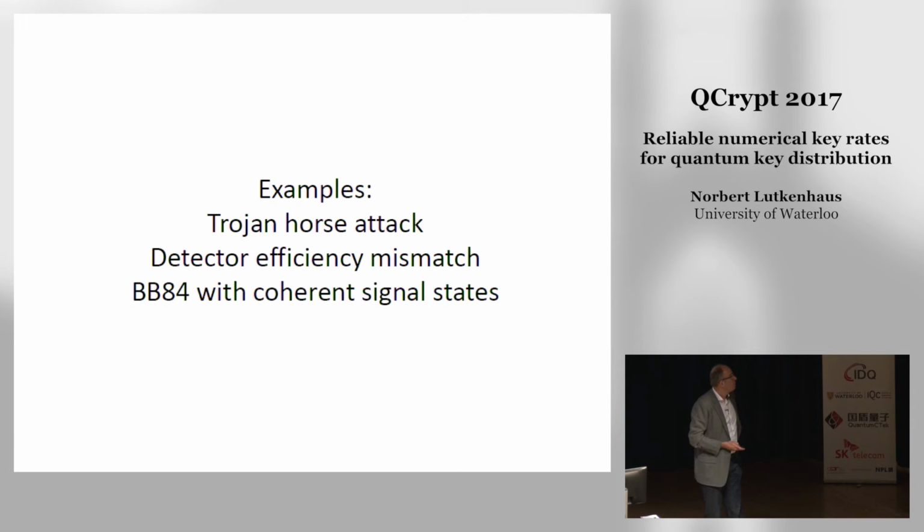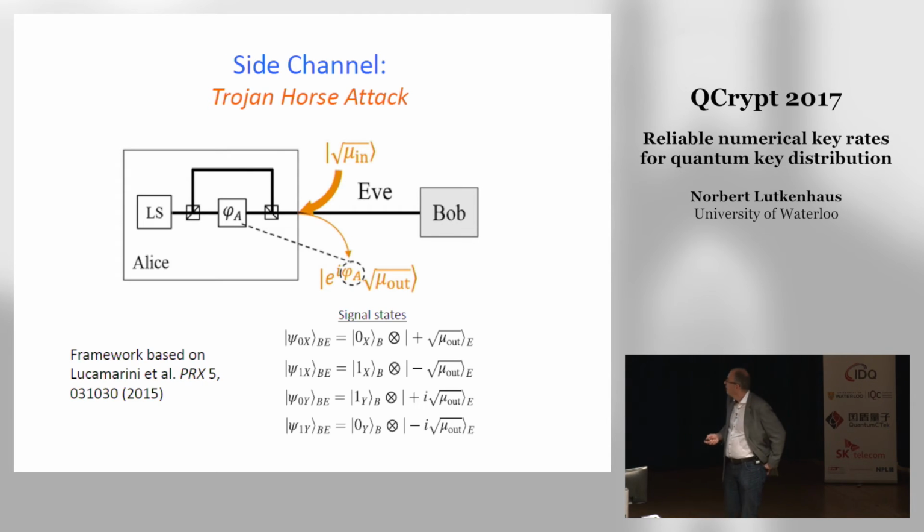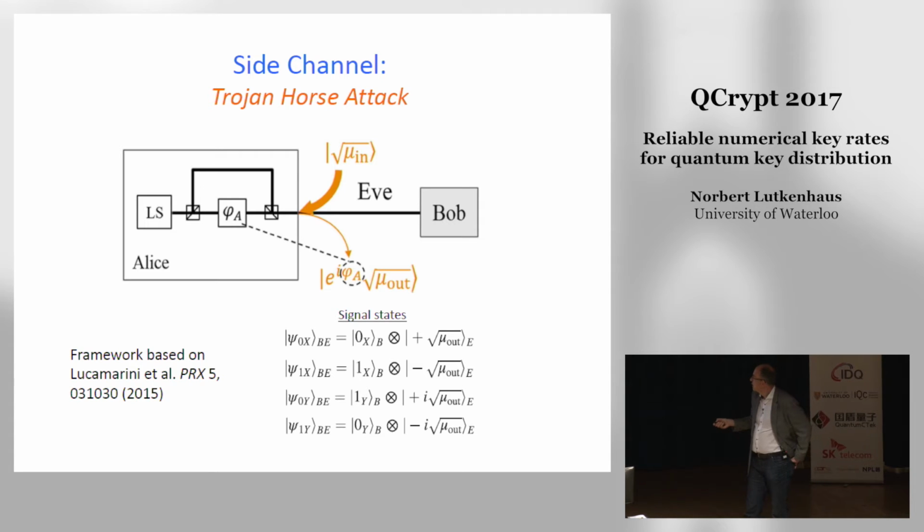So let's talk about some of the results so you can see what it is that we're doing. The first thing is the Trojan horse attack. That means Eve shines some light into Alice's device, and out comes some reflection, which is of course much smaller in amplitude than the incoming light, but carries some of the phase. Marco Lucamarini has been looking at these things. That is the kind of signal structure that you would assign to it. So we can do a new security proof of BB84 with these kinds of signal structures, assuming a qubit for the initial states, and then this coherent state for what comes out.